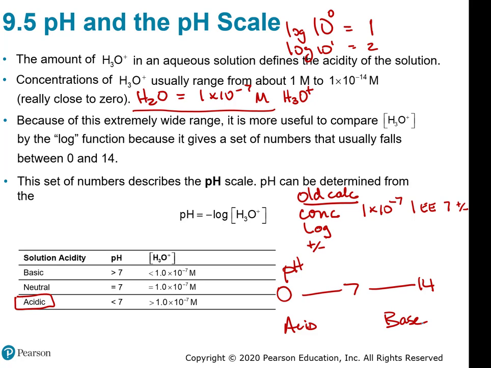But bases have a lot less hydrogen ions, so their exponent numbers get bigger and bigger because you have more and more decimal places. And if the amount of acid and base is exactly equal, then you end up with the neutral pH exactly at 7.